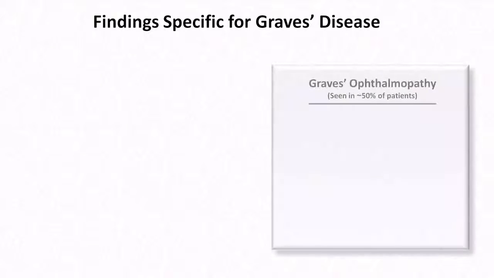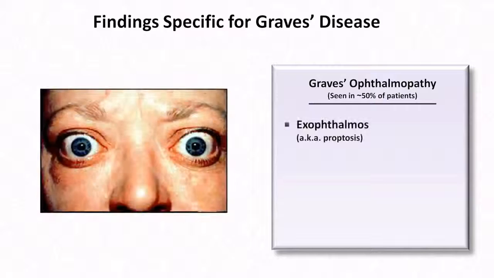I'm going to conclude the video with a discussion of some notable physical findings that are specific for Graves' disease, which is the most common cause of hyperthyroidism in the US. The first is Graves' ophthalmopathy, which is seen in about 50% of Graves' patients. This is not one specific finding, but rather a constellation of related findings. The most well-known of these is exophthalmos, also known as proptosis.